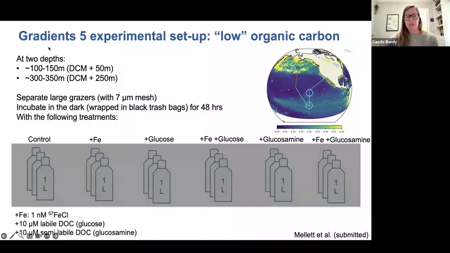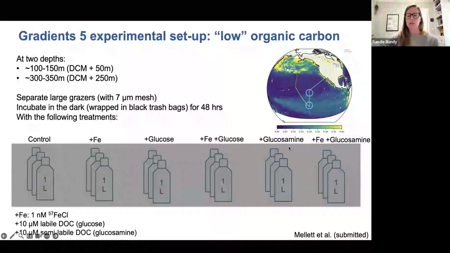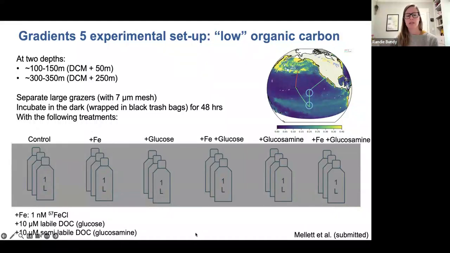On the second expedition, we adjusted our experimental protocol. We tended to do only 2 depths at our different locations on this cruise because we had more treatments. We had the same treatments, the iron, the glucose, and iron and glucose, but then we added 2 additional treatments: glucosamine, and iron and glucosamine. Glucosamine is a slightly less labile form of glucose. We also added these in lower concentrations, 10 micromolar of the labile DOC in the form of glucose and 10 micromolar semi-labile. So we call these the low organic carbon experiments.